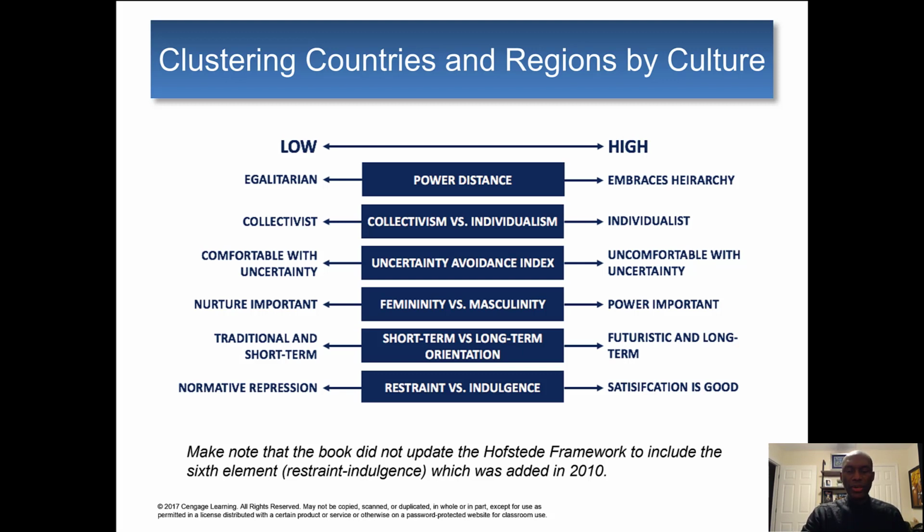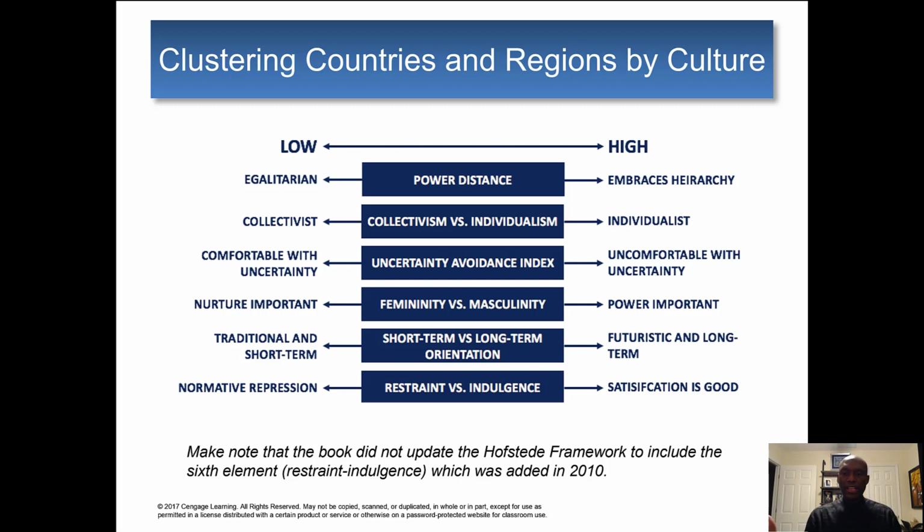And so here you have the different categories: power distance, hierarchy versus being equal or egalitarian; individual versus collectivist, or being group oriented; uncertainty avoidance. Are you uncomfortable with uncertainty? Do you want to be more organized and have more procedures, or are you willing to take risk? Are you comfortable with uncertainty?